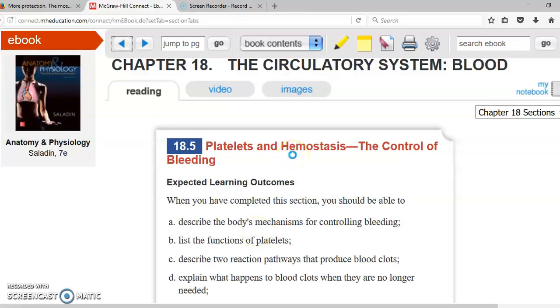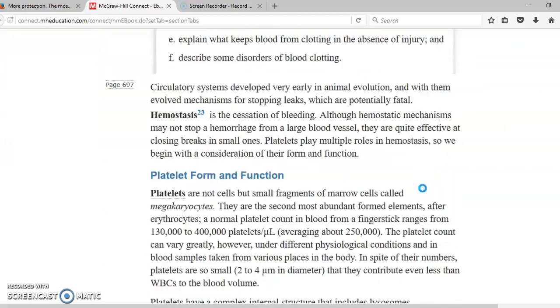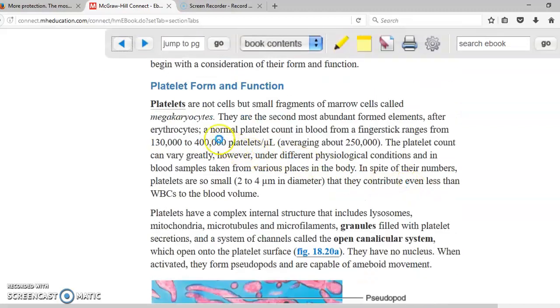Hemostasis is the process by which we stop bleeding. Platelets are part of hemostasis. Hemostasis has 3 steps, and platelets play a role in hemostasis, but it's only one of the steps in hemostasis. So let's take a look at the platelets.